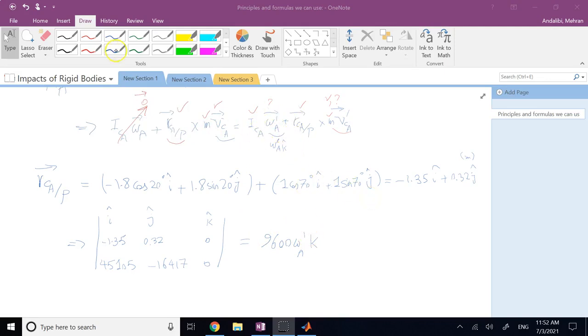And then for the second one, again, I need to form a determinant. So I have I, J, and K. Again, R of CA with respect to P is this very same vector.